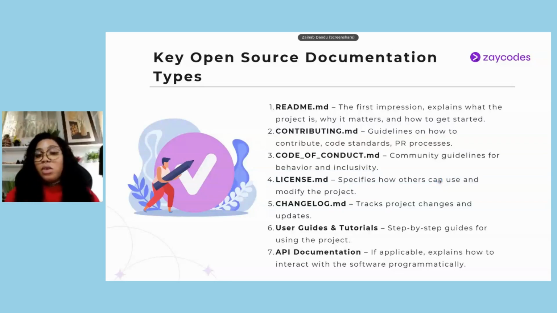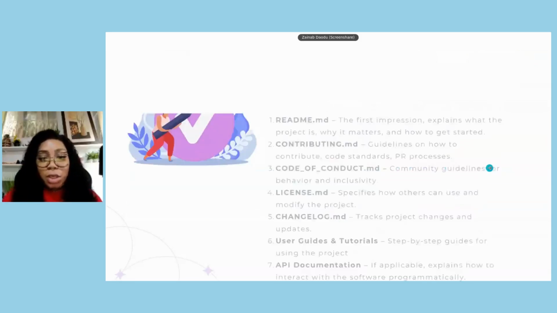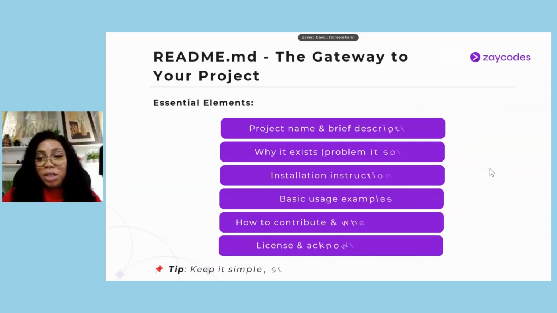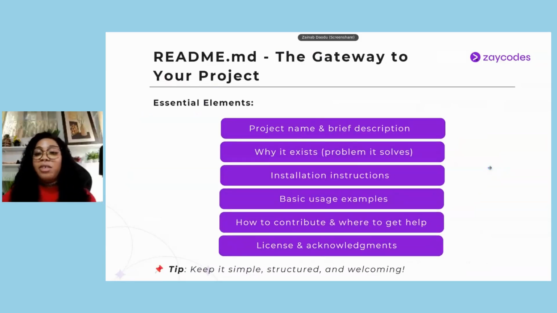So this is not to cover all types of documentation, but at least all open source projects should aim to have this basic documentation well updated within their open source projects. And then what are the things that should be in these different documents? We have the README.